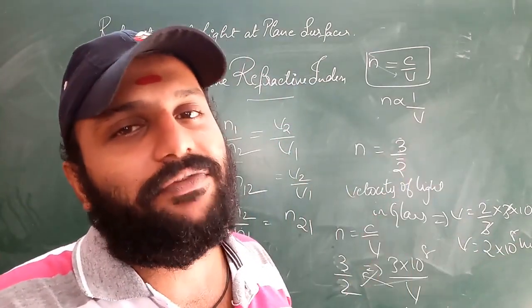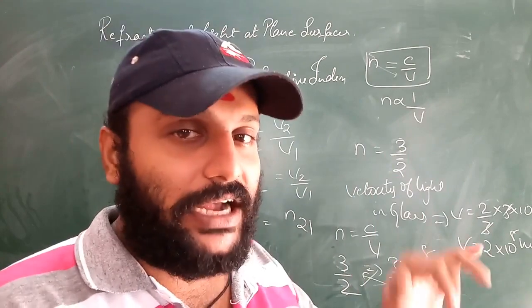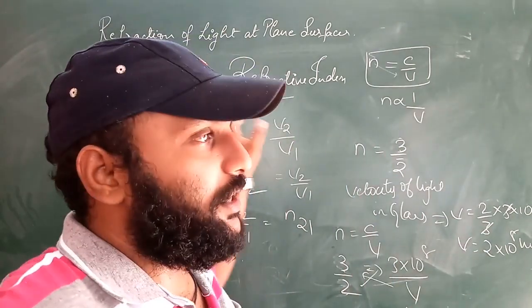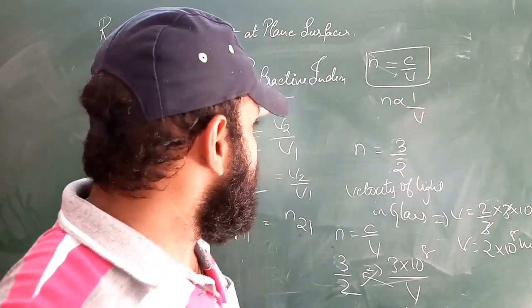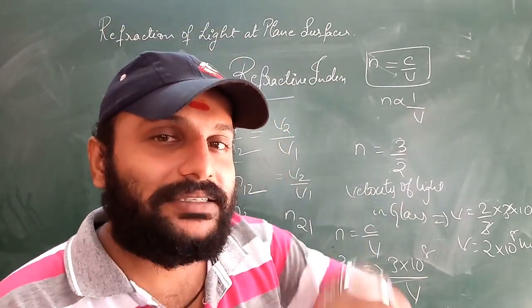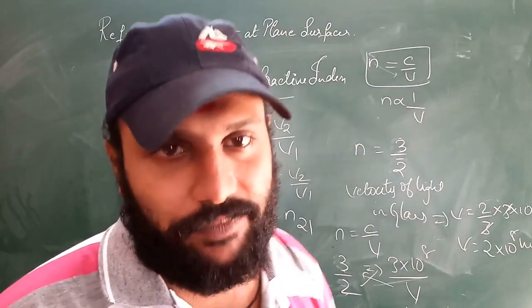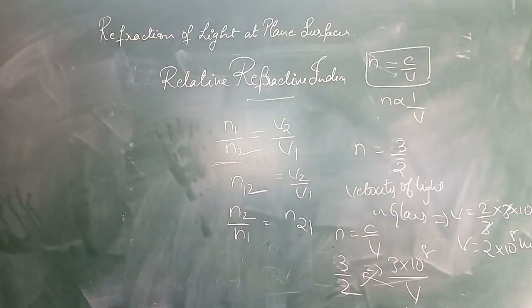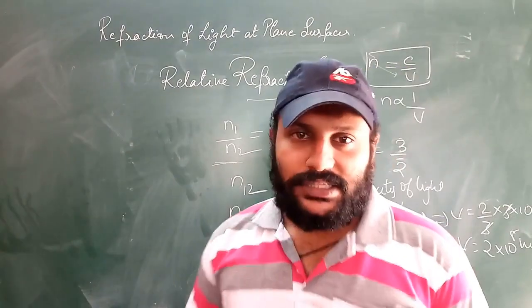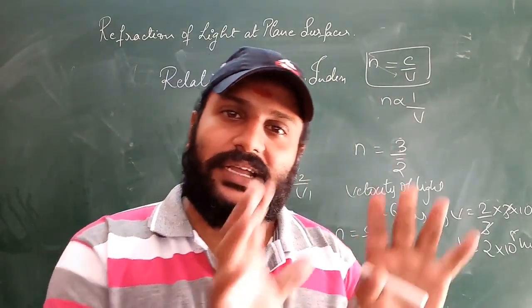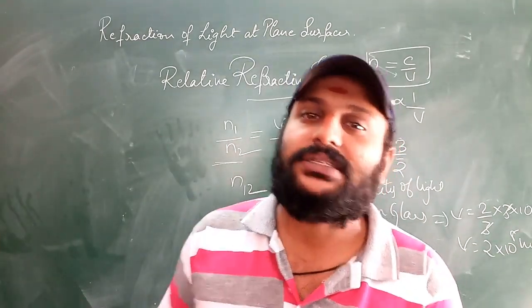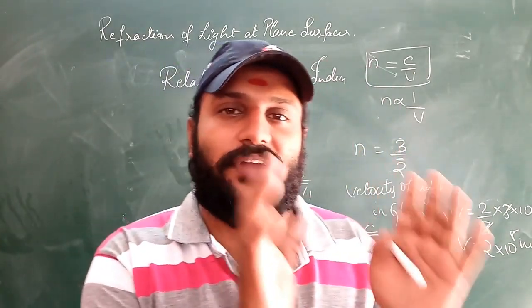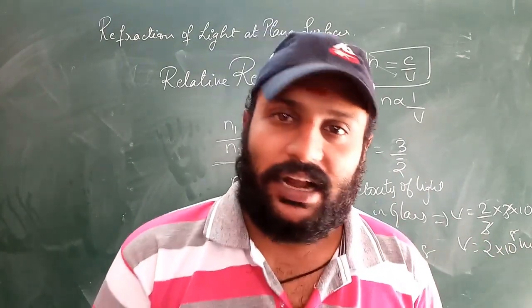So relative refractive index means you are comparing the refractive index of one medium to the refractive index of another medium. The ratio of the refractive index of the first medium to the refractive index of the second medium is equal to the velocity of light in the second medium to the velocity of light in the first medium. Understood? With this we came to know what is meant by absolute refractive index and relative refractive index, and that different materials have different refractive index.